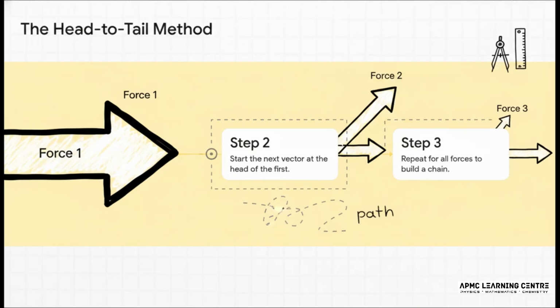And the process? It is always the same. You draw your first force, making sure it's to scale. Then, right from the tip of that first arrow, you start drawing your second force. Then your third, and so on. The key here is that you're creating a continuous path that shows the journey an object would take if it followed each of these forces one after another.